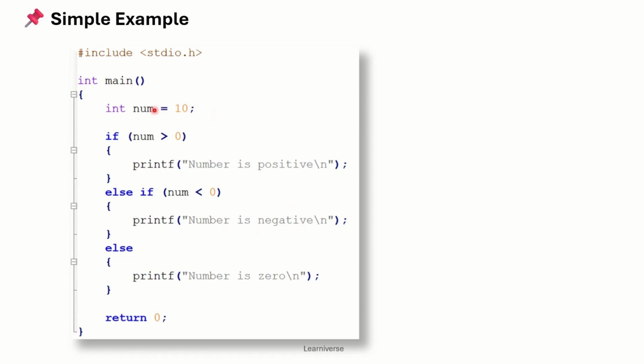Suppose the initialized number is 0 here, in that case, both the if condition and the else if condition will fail. It will come to the else part, and then it will print the statement which is part of the else block, which is nothing but number is 0. So this is how we can utilize the if, else if and else statements.